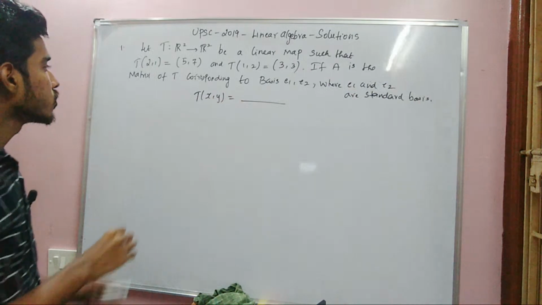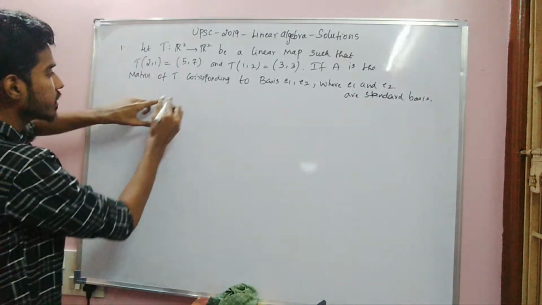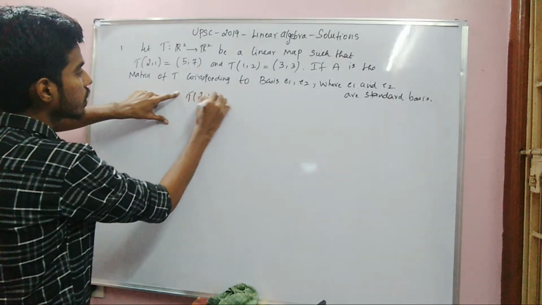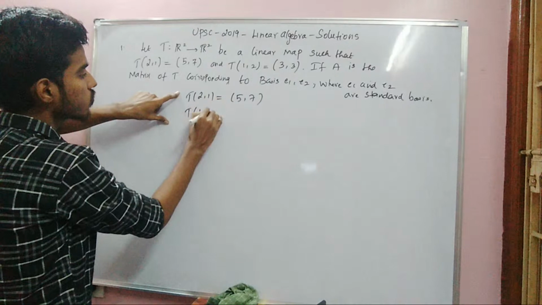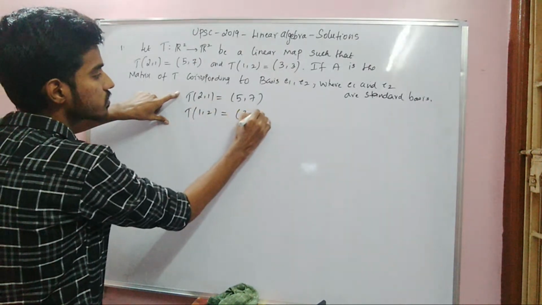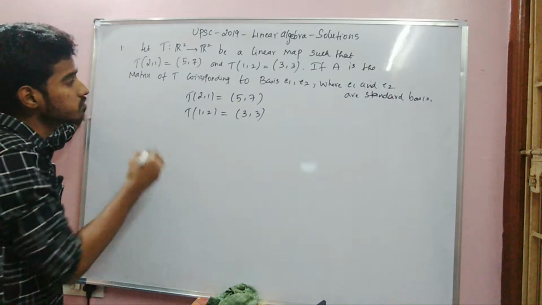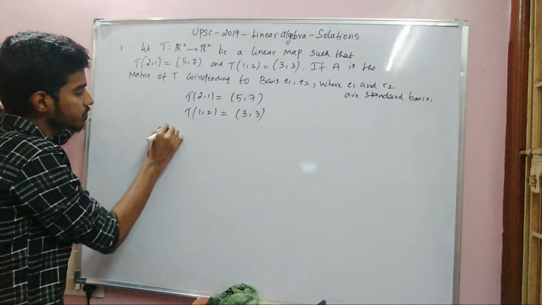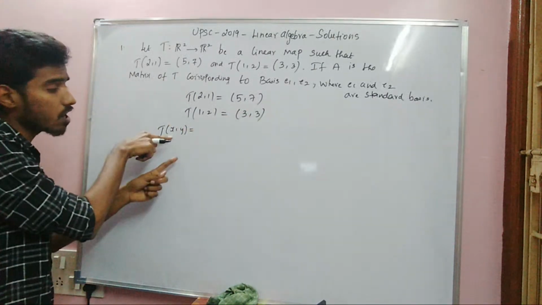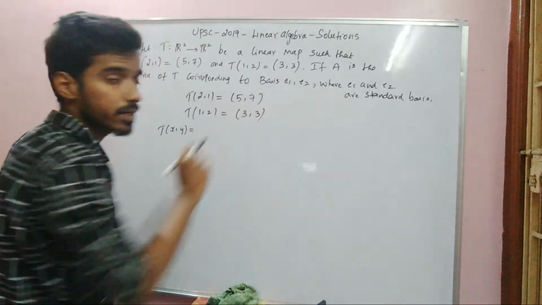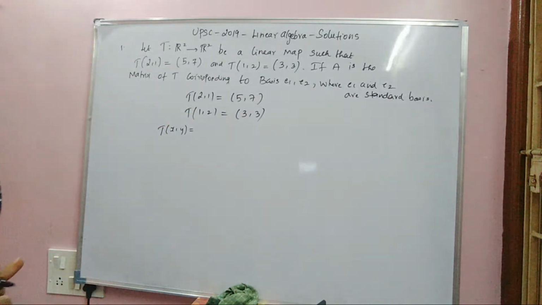What they have given is that T of (2, 1) is mapped to (5, 7) and T of (1, 2) is mapped to (3, 3). First we need to find T of (x, y), and then we can find the matrix of this transformation with respect to the standard basis. We call that matrix A, and then we need to find the rank of that matrix.